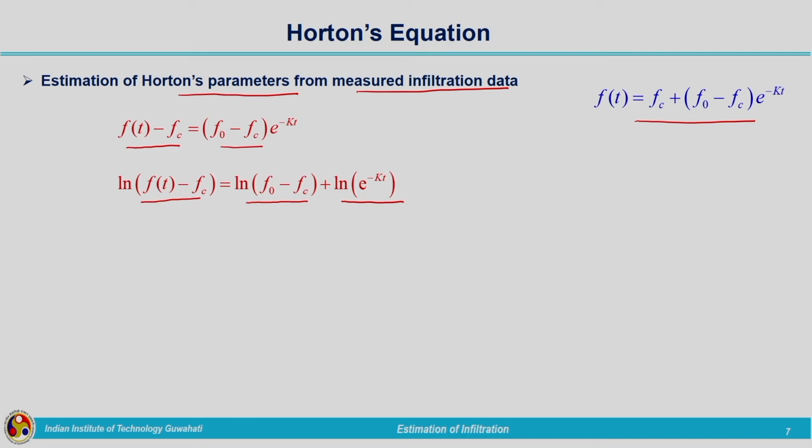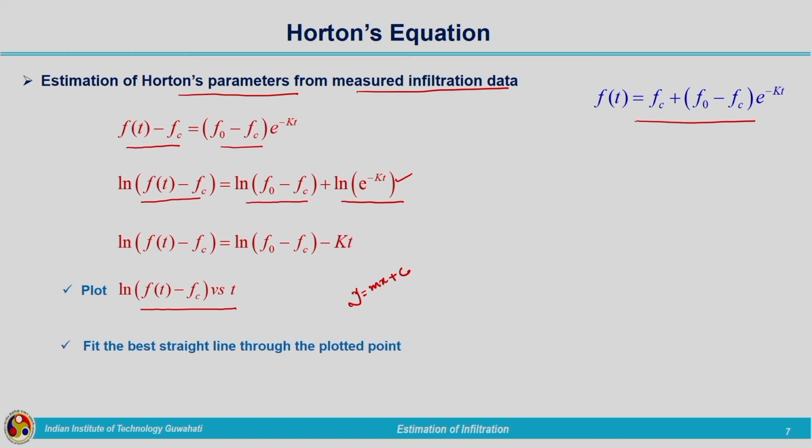And again we can modify this particular term ln e to the power of minus k t. It will be taking the form like this, that is ln f of t minus f of c is equal to ln f naught minus f c minus k t. Plot a curve ln f of t minus f c versus time. So, this will be again we will be getting in the form of y equal to mx plus c. So, from this we can find out the Horton's parameters.